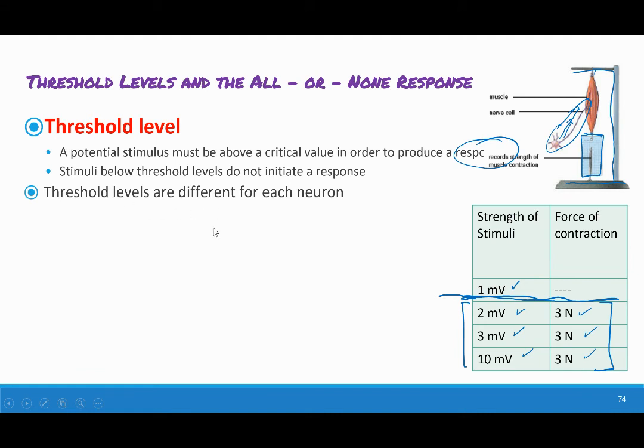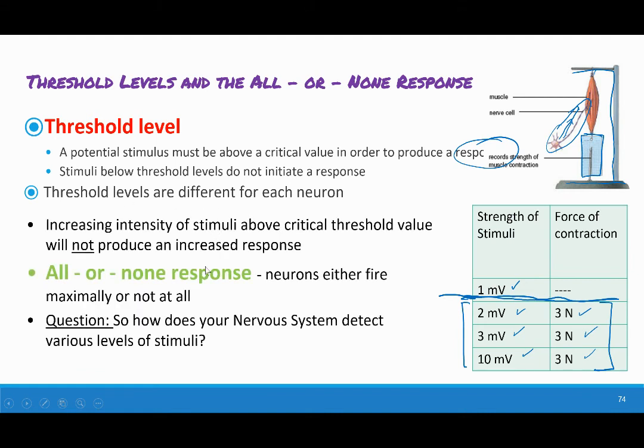So threshold levels are different for each neuron. What this little example shows is that increasing the intensity of the stimulus above a critical threshold value will not produce an increased response. Okay, so either neurons fire maximally or they do not fire at all. So we just call this the all or none response. So then the question becomes, how does your nervous system then detect various levels of stimuli?